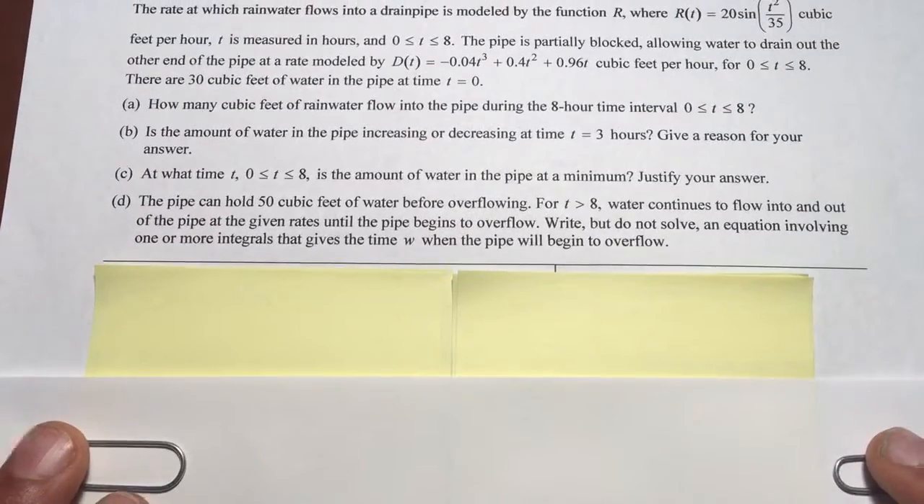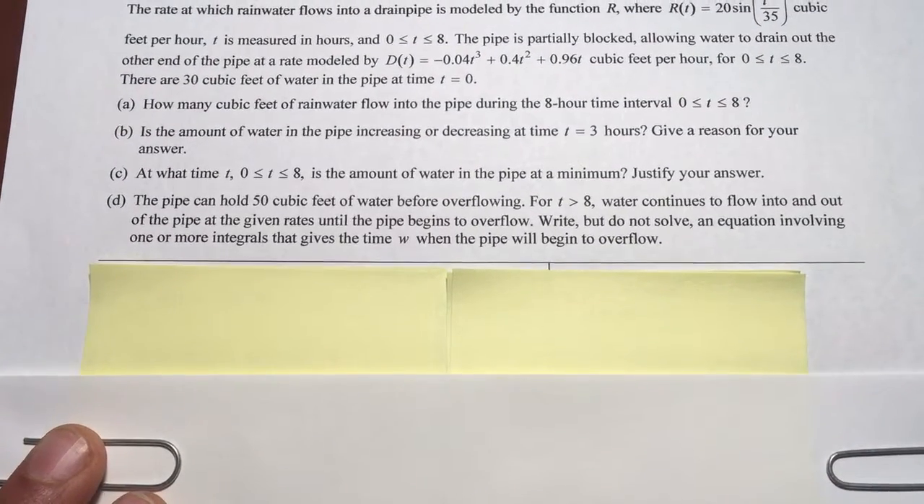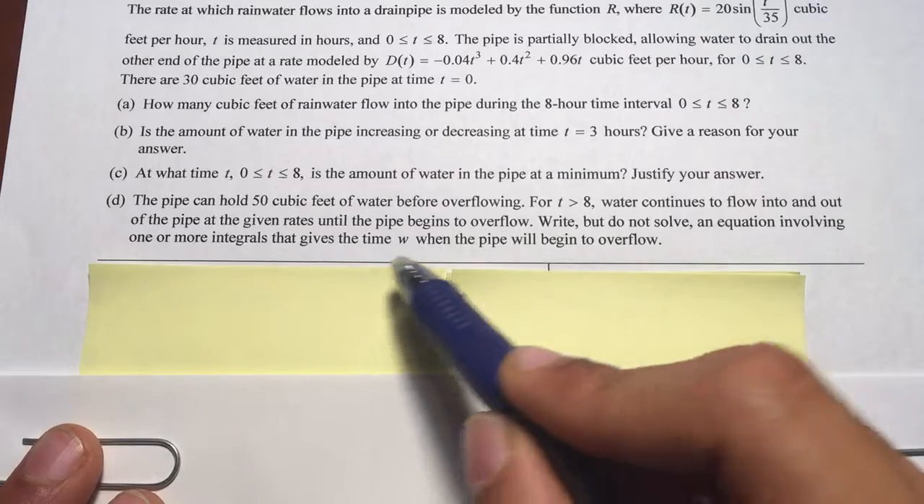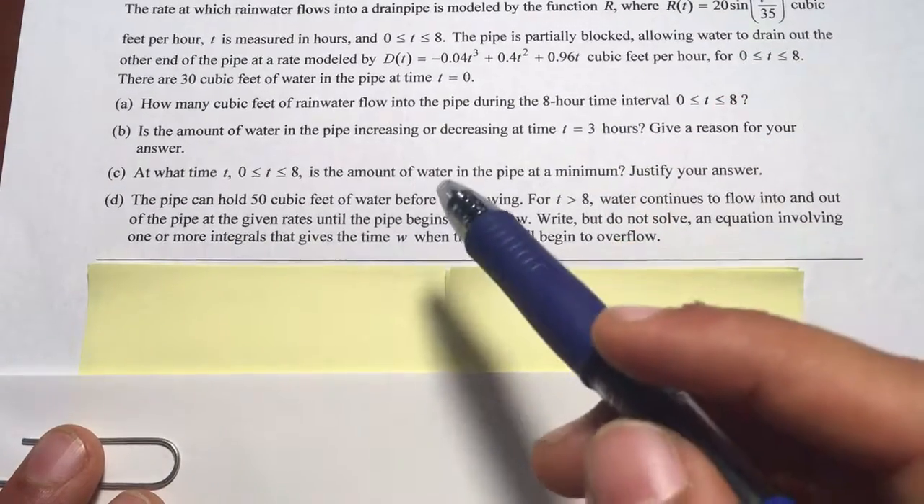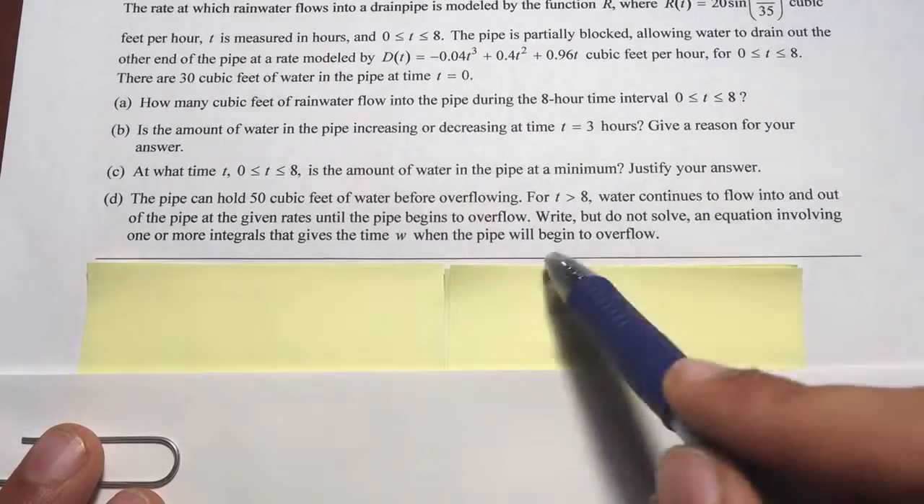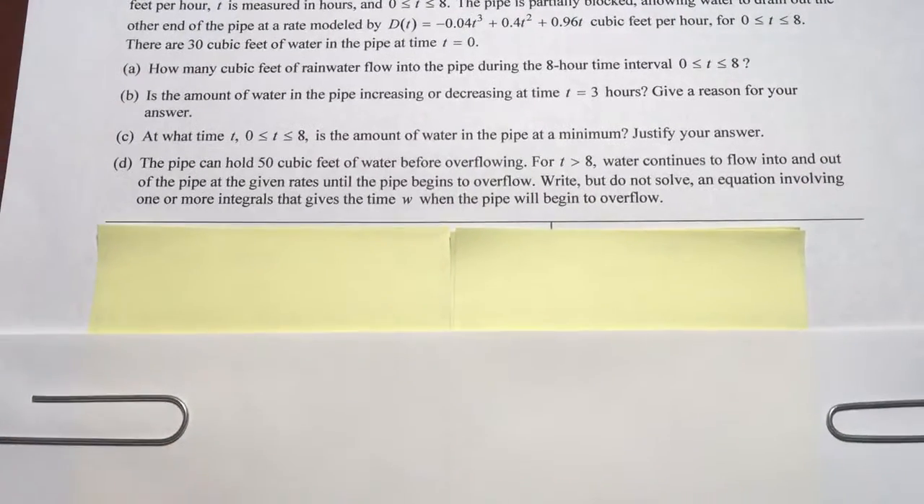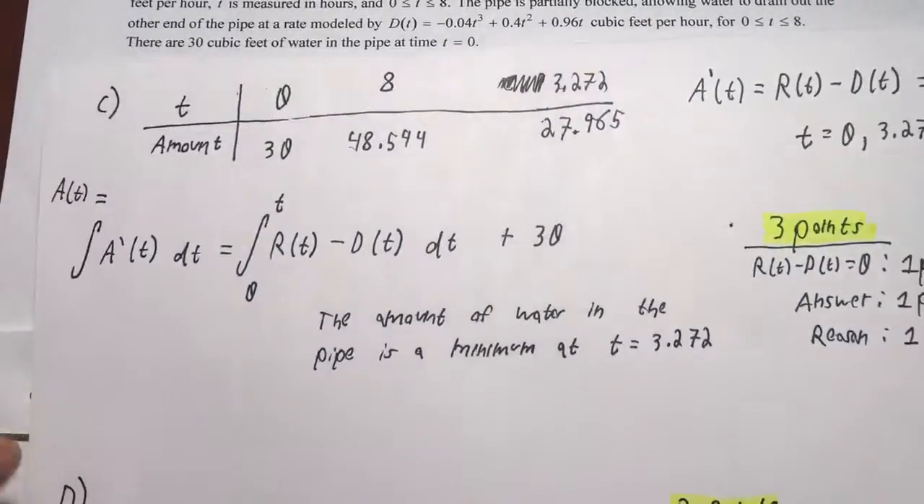Last question is asking us to write an equation for when this equation we just made up previously is going to equal 50. When is it going to overflow? And we know how to solve it. So I'm just going to go ahead and show you the answer here.